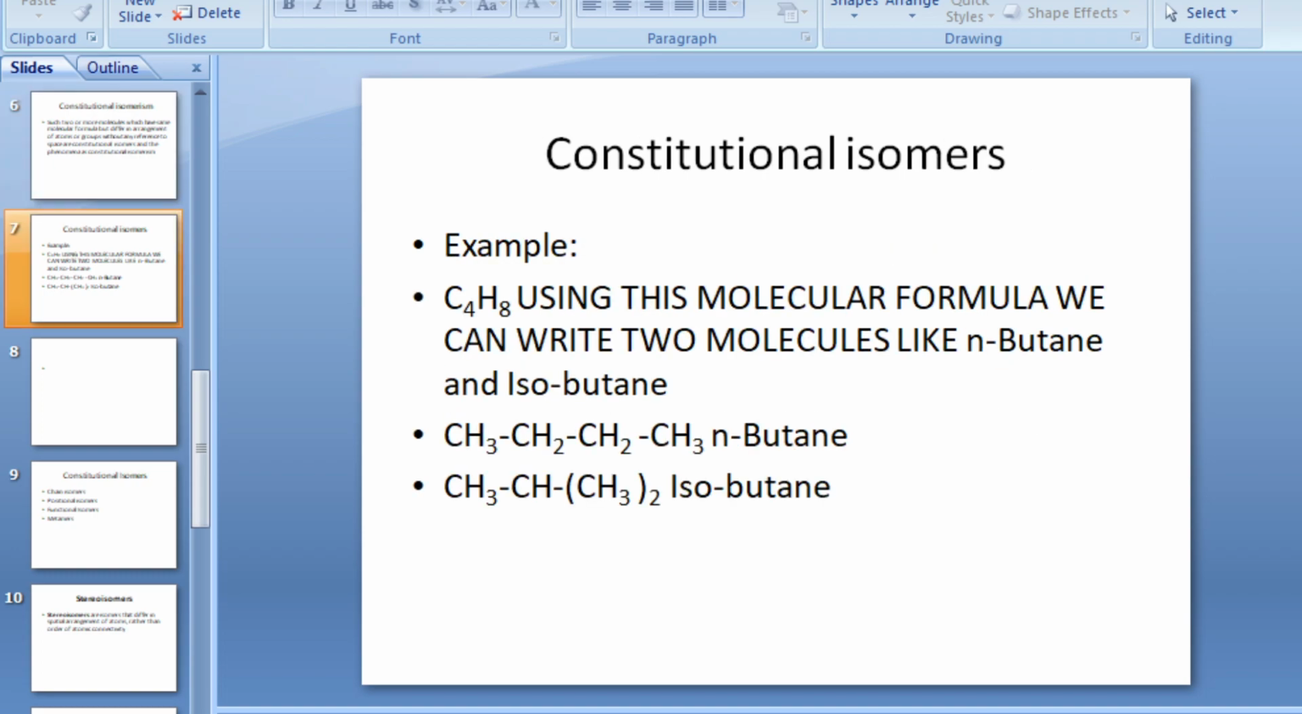Let us see one example with a C4H8 molecular formula. Using this, you just try to write two molecules with the difference in arrangement of atoms. Here you can see one is N-butane and other one is isobutane.